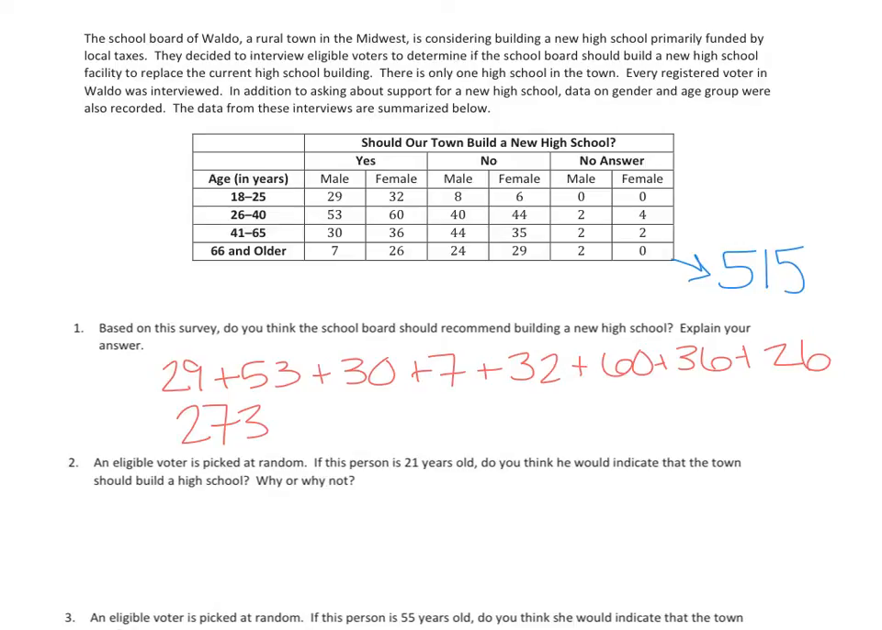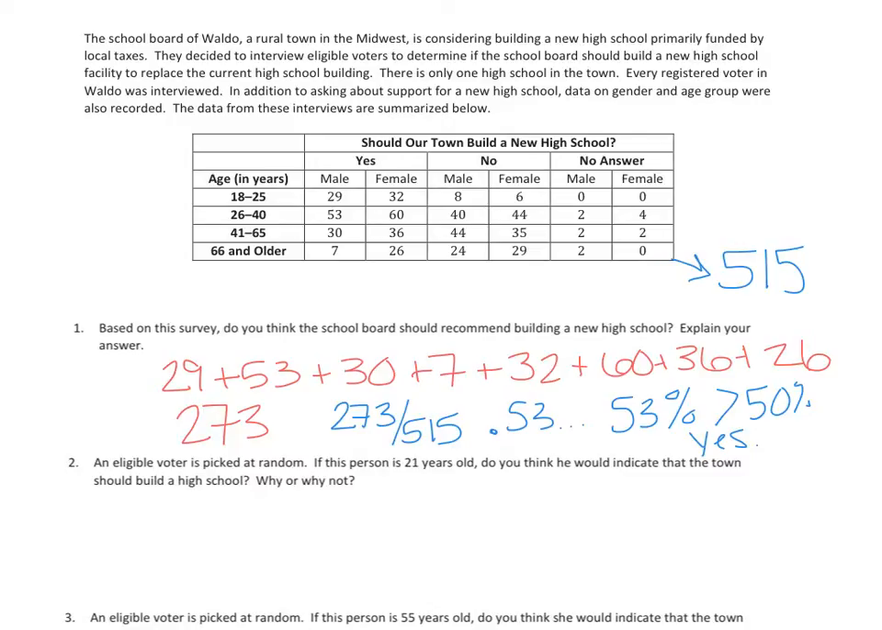So I'm going to say, based on this survey, should they, well, let's see, that's 273 out of 515. So it's going to make more sense to me to grab that calculator, stick it in, and I get 0.53, so 53% say we should build a new high school. So does that help me? Well, 53% is greater than half the people. So since that's greater than 50%, I'm going to say yes, we should build a new high school.